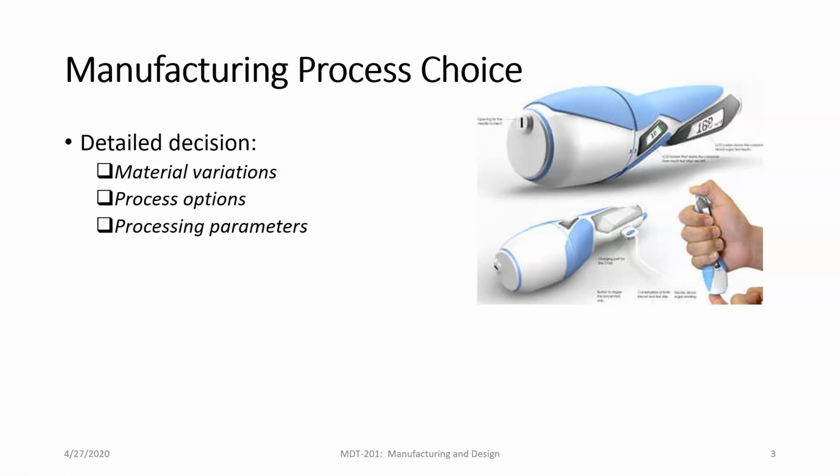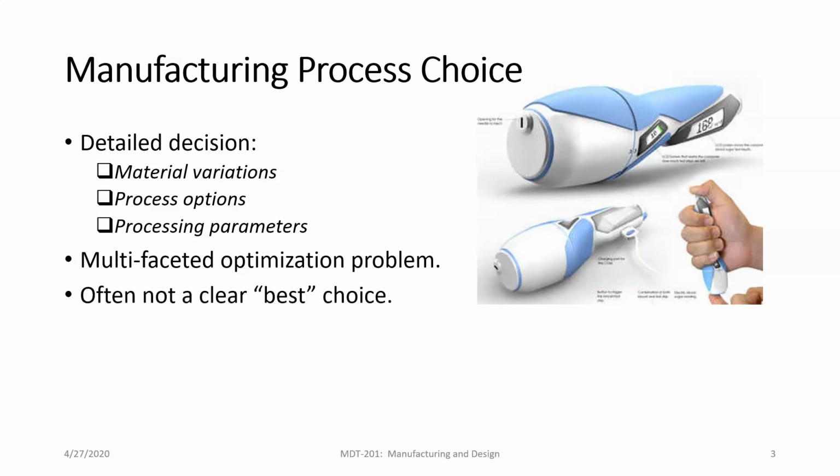So this is a very detailed decision, right? It involves material variations, process options, processing parameters. It's a multifaceted optimization problem. There's that word again, optimization. Again, there's too many variables, so what we have to do is optimize it. We have to figure out what's the most important and drive towards a solution with that and hope that everything else follows along, and evaluate iteratively the whole time so that we can make sure we're not making a bad decision or affecting something upstream or downstream. Often there's not a clear best choice.